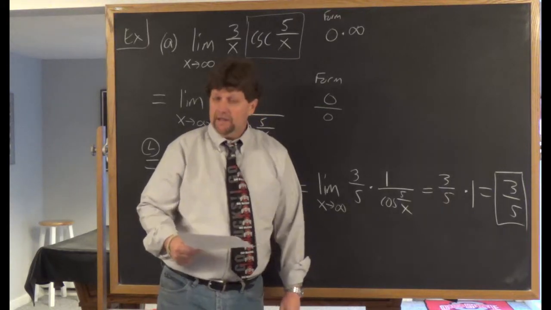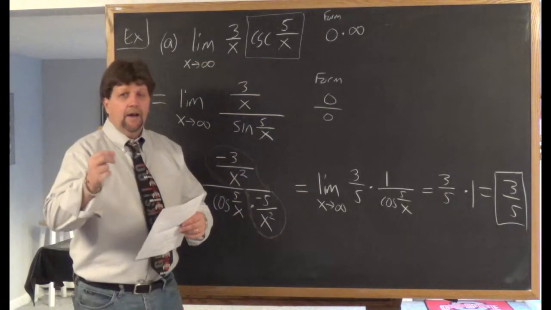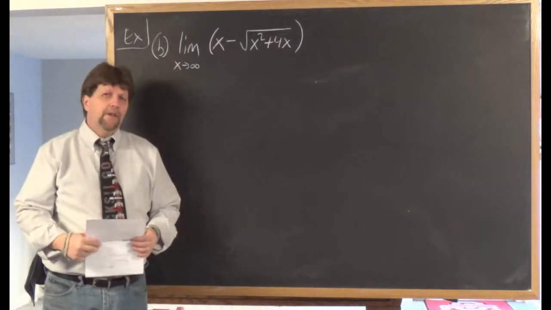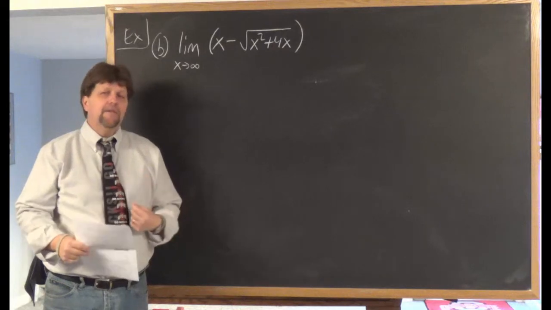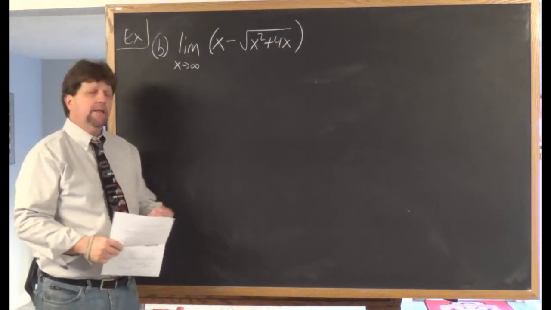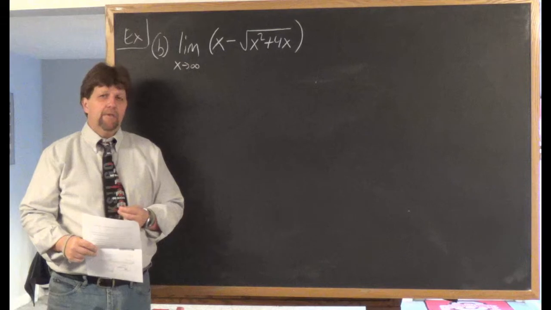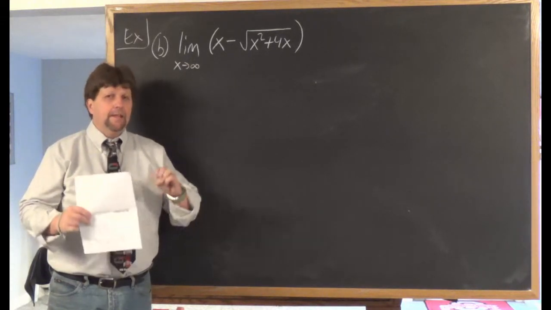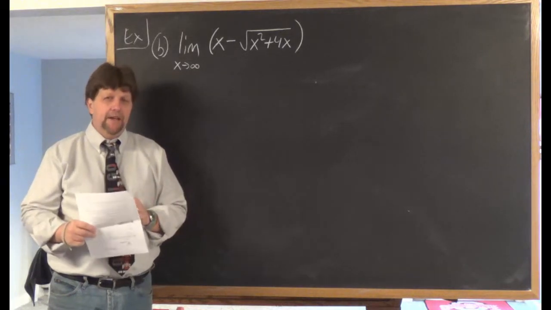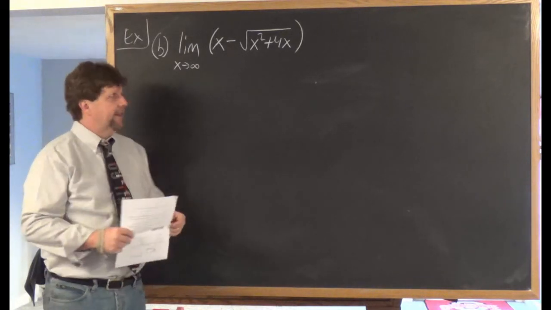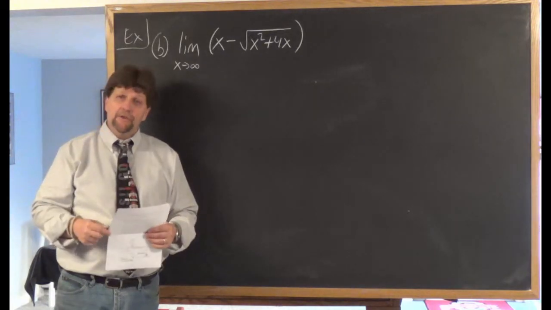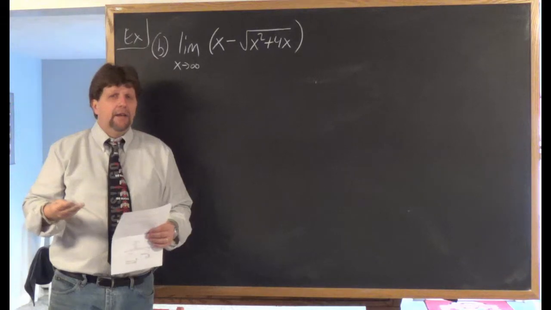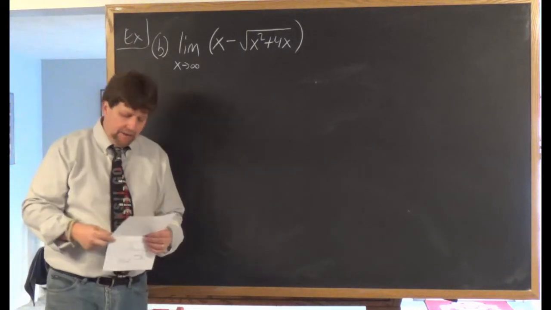But there was one more part to this example, part B. So let me erase the board, and let's see what's happening with part B. All right, hey folks, here in part B, we're asked to find the limit as x heads off to infinity of the quantity x minus square root x squared plus 4x. Notice the form it's in right now. It's in the form infinity minus infinity. Infinity minus infinity, that means we need to do some work. We need to do some prep work. We can't go to the hospital right now. It's not in the form to go to the hospital.